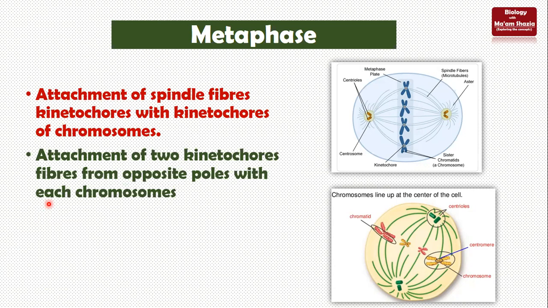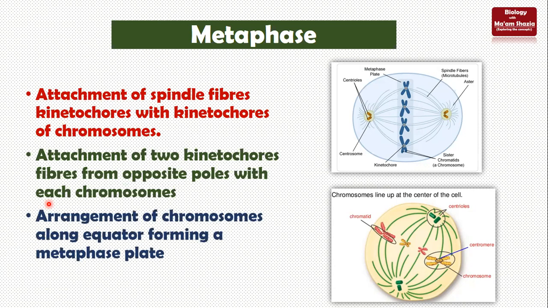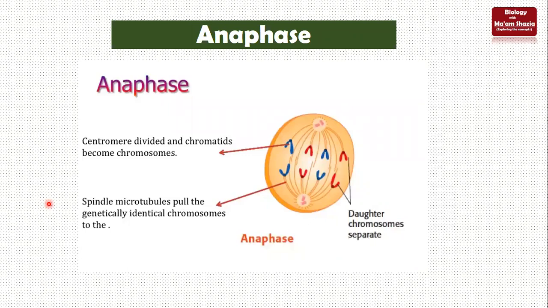Attachment of two kinetochore fibers from opposite poles with each chromosome, and arrangement of chromosomes on the equator. That is what is called the metaphase. So we have ended with the metaphase. Now what happens at the anaphase?